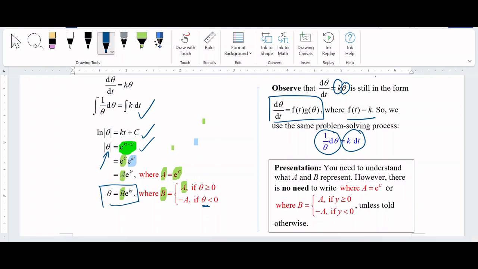Okay, now in the presentation, what is necessary? You need to of course have a very good understanding of what this a and this b mean, as you're trying to drop the modulus. But there is no need to write down how your e to the power c changed to a, and then how your a changed to b, and what b means, what a means. Unless of course the question wants you to elaborate. If not, there's really no need to write all this.